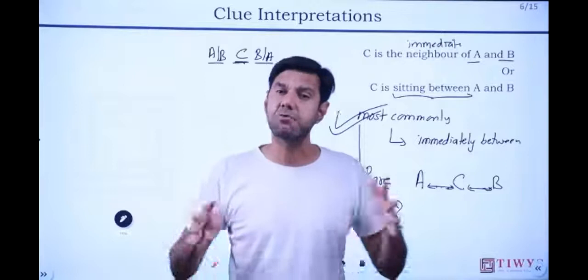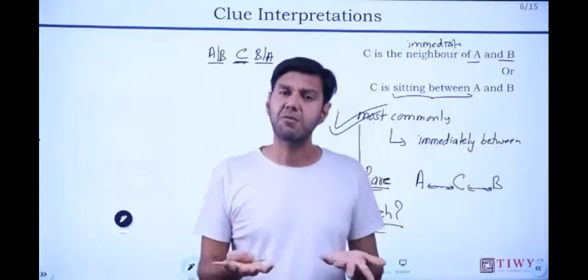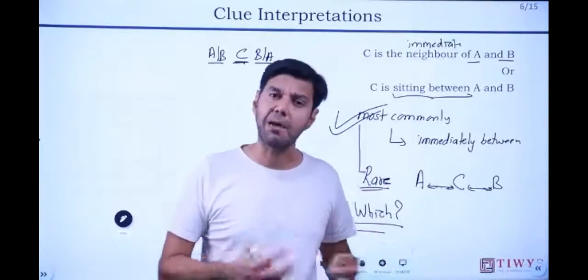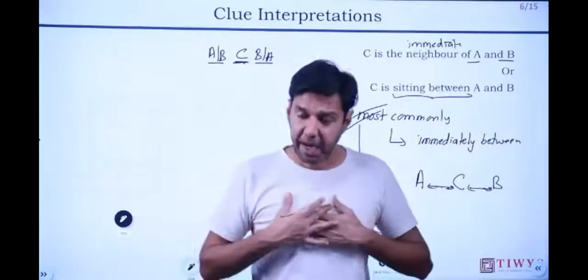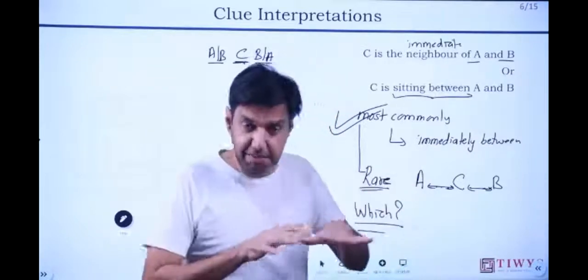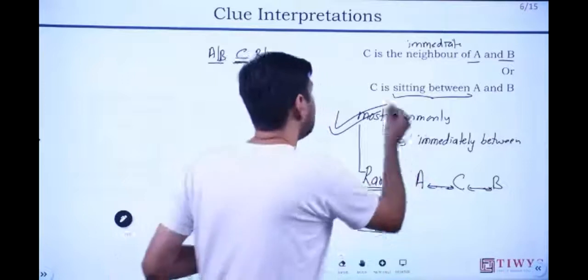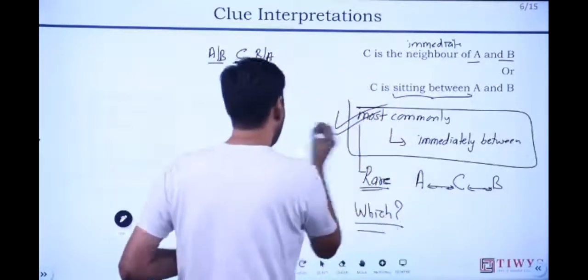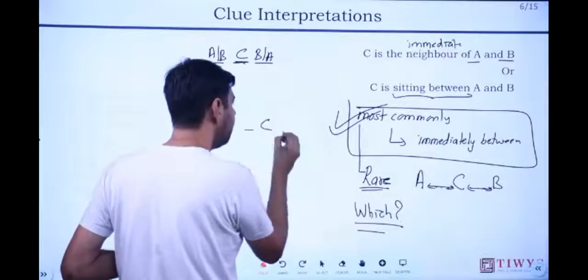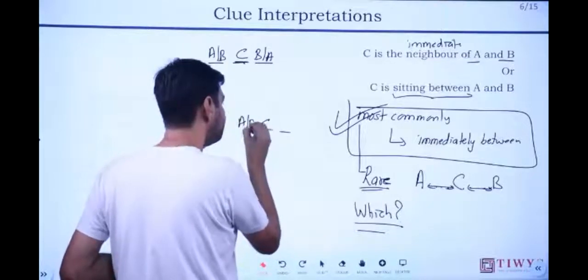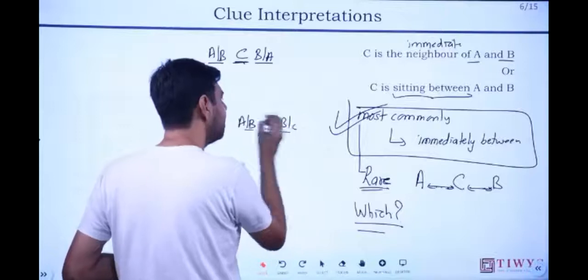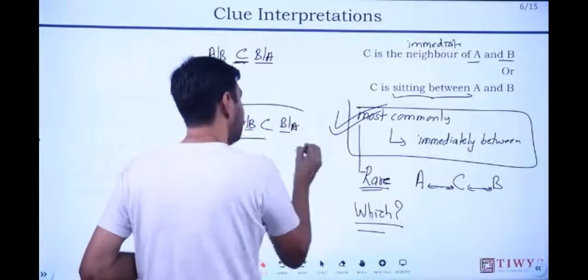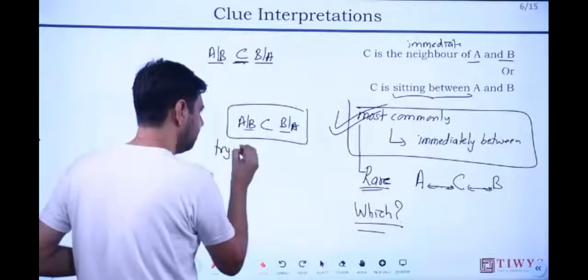क्या कर सकते हैं, कुछ नहीं कर सकते हैं. जैसे language ambiguous होता है, कुछ clues ambiguous होते हैं. तो मैं क्या करूँगा? मैं final बता रहा हूँ. मैं in between लूँगा. So I will say this is same as immediately in between. And I will say C है और C immediately A और B के बीच में बैठा है. I will try the set with this one.